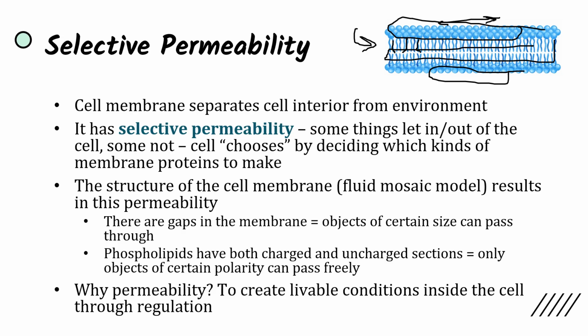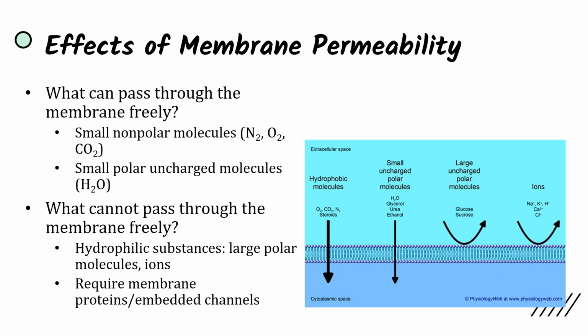And what's the reason for all this permeability? Because we want to create livable conditions inside the cell through regulating what can go in and out. This is like a barrier between the cell and the outside world, and it allows for livable conditions to be created inside the cell. So let's take a look at some of the effects of membrane permeability.